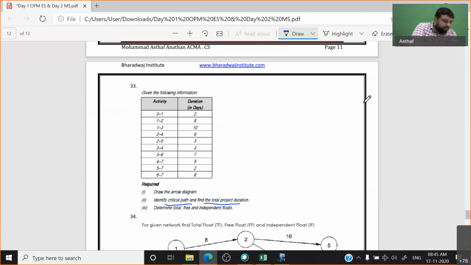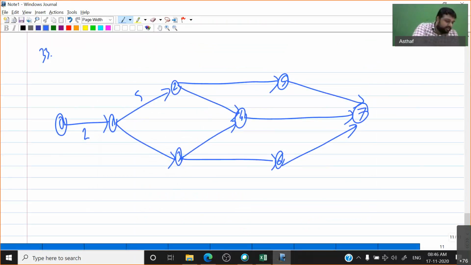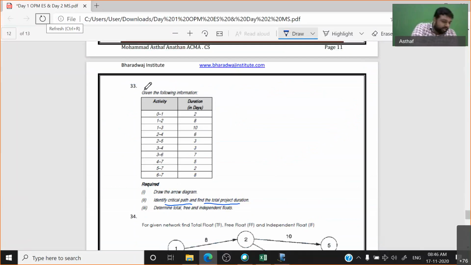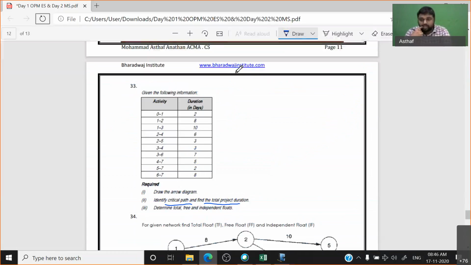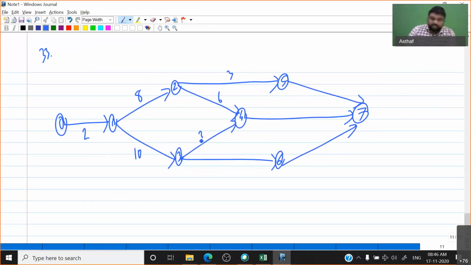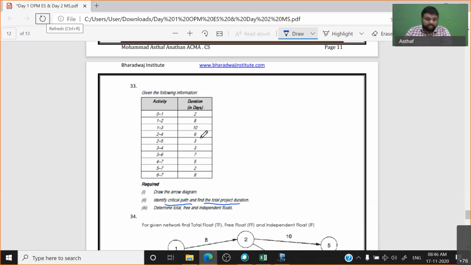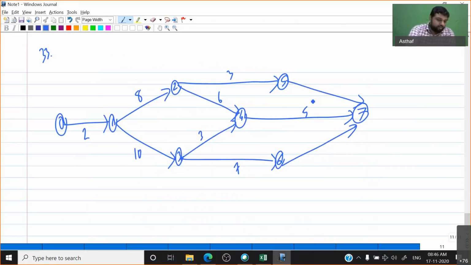So 0 to 1, 2 days. 1 to 2, 8 days. 1 to 3, 10 days. 2 to 4, we have 6 days. 2 to 5, we have 3 days. 3 to 4, we have 3 days. 3 to 6, we have 7 days. 4 to 7, we have 5 days. 5 to 7, we have 2 days. 6 to 7, we have 8 days.